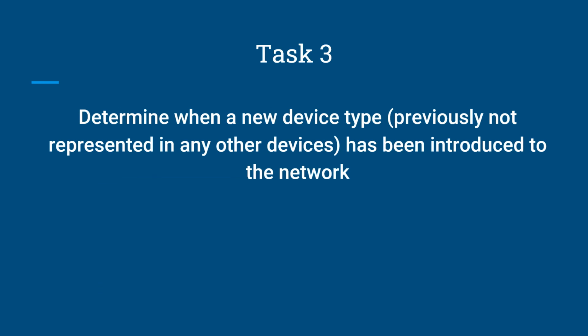The last task we wanted to solve was to determine when a new device type had been introduced to the network. For this, we created boundaries that was explained in a previous slide. These boundaries allowed us to determine whether a new device type was introduced to the network. Unfortunately, for this to work properly, a higher accuracy than what was obtained from our neural network must be produced.